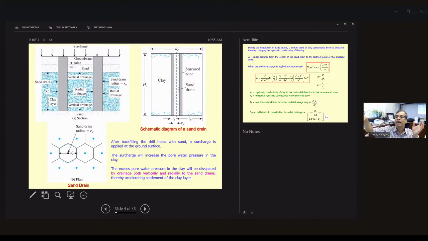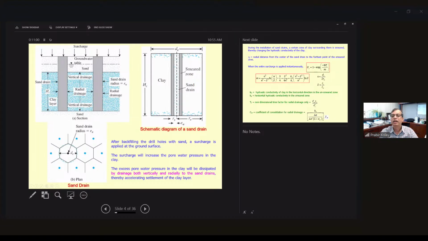Okay, so when you're designing for a particular area, to accelerate the consolidation process, you need to design how many sand drains you need to put. Obviously, what should be the diameter of the sand drain and what should be the depth, that is a different thing. But again, you need to know how much is the area, you need to calculate the effective area.